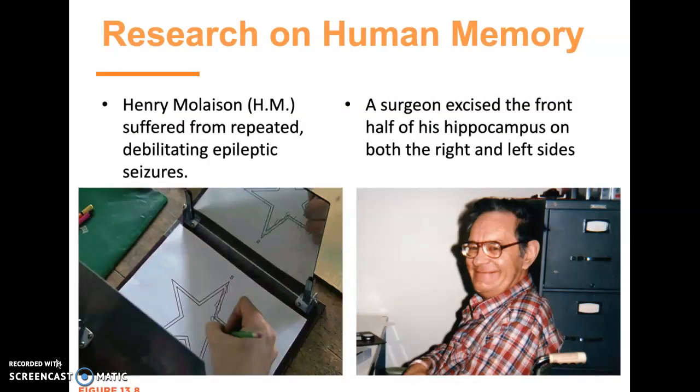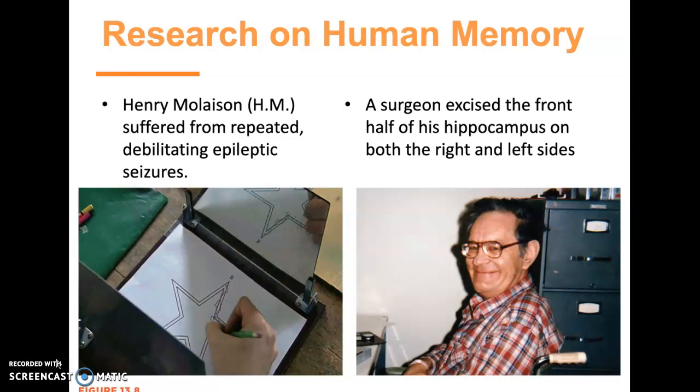So there are a lot of case studies in psychology, and likely you have heard many of these in previous classes. One of them that you are likely to have heard about is the research on Henry Molaison. He is often referred to as HM. We learned a lot about human memory from the case study on HM.